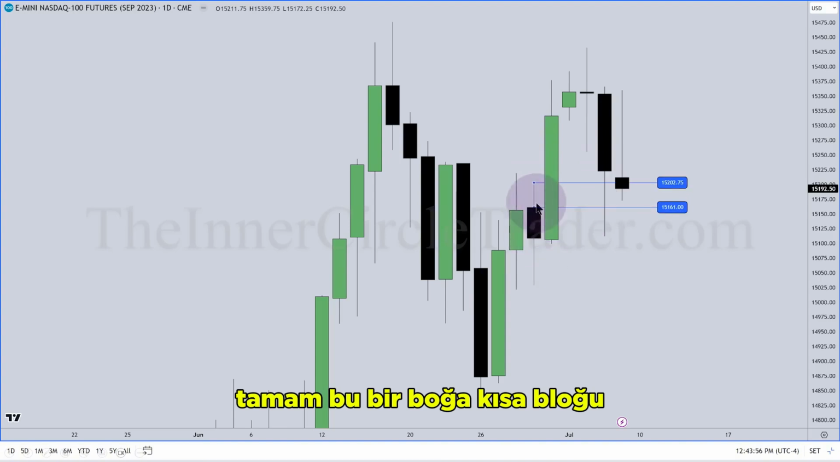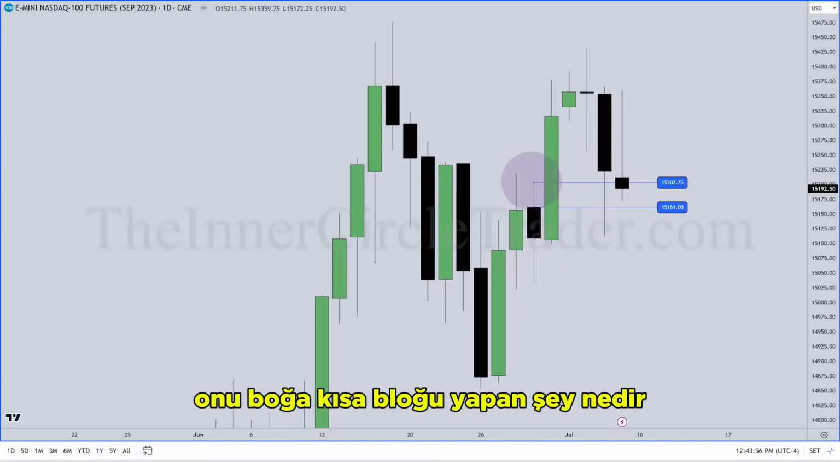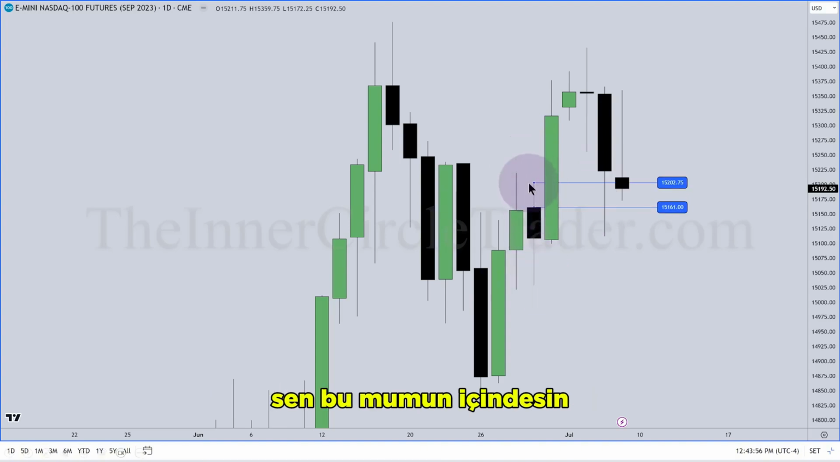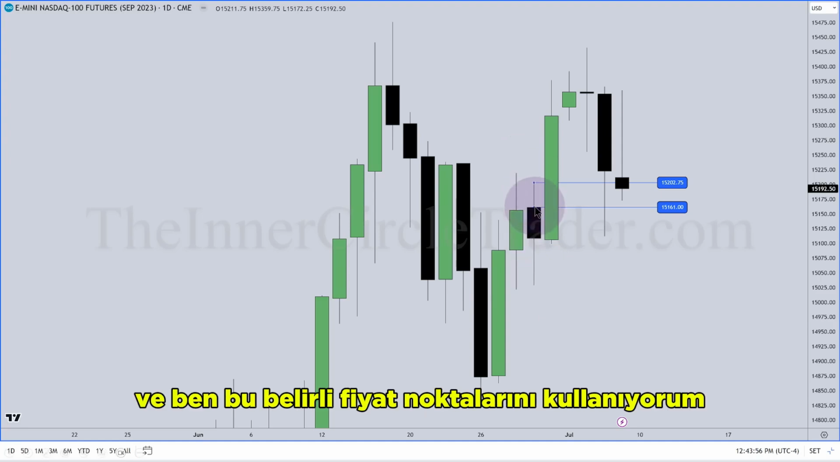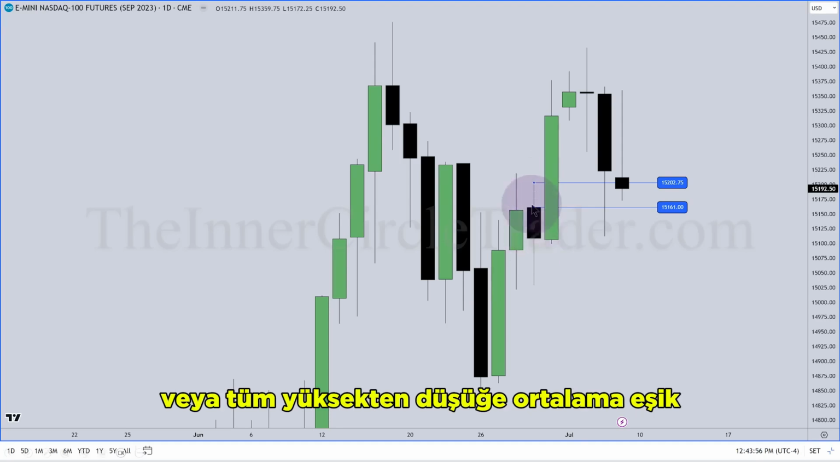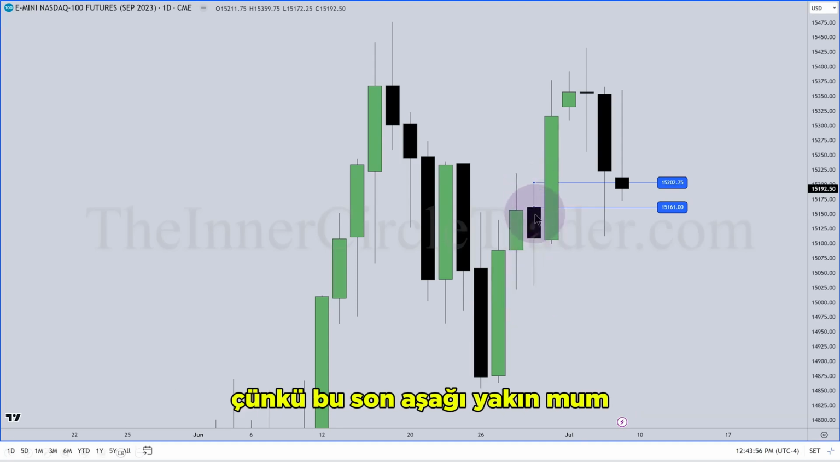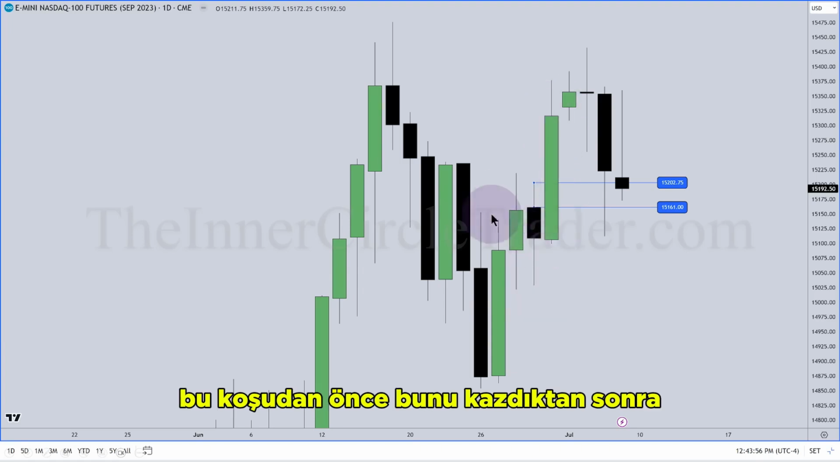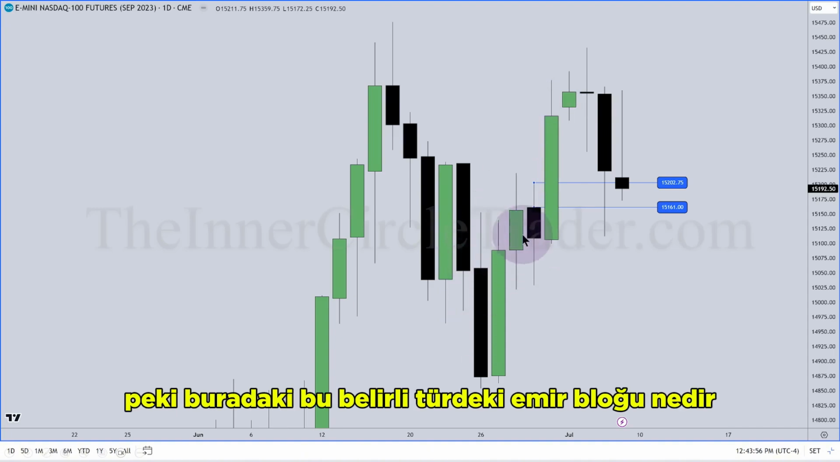Okay, so this is a bullish order block. What makes it a bullish order block? We are inside of this candle in terms of the high and the opening price, and I'm using those specific price points and not the middle or mean threshold of the body or the mean threshold of the entire high to low. I'm using this because this is the last down closed candle prior to this run up. After digging into this one, what specific kind of order block is this one here?